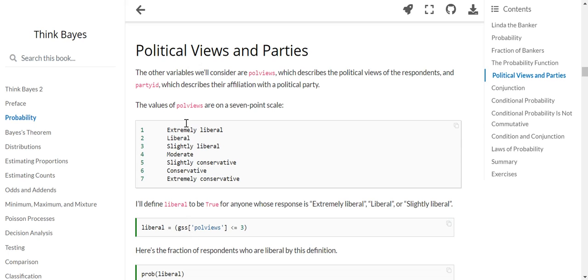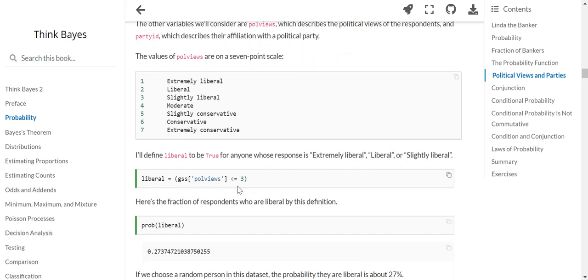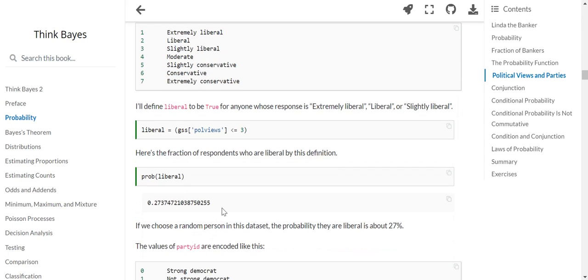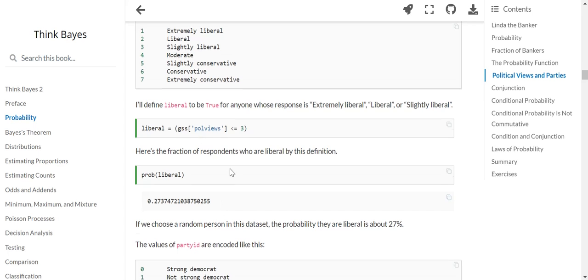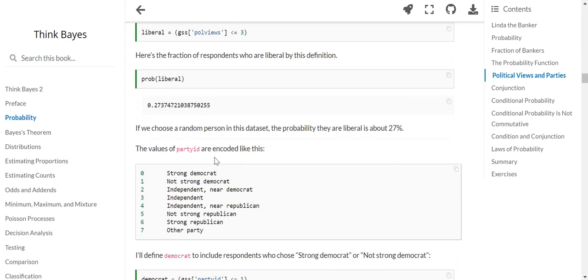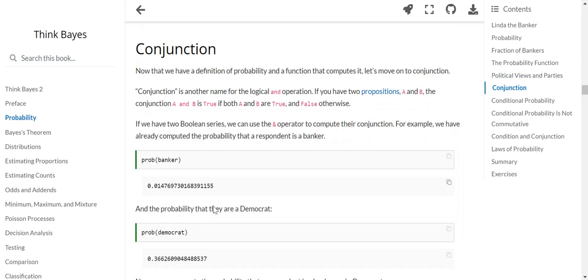The other variable has values: extremely liberal, liberal, slightly liberal, moderate, slightly conservative. If the political view is less than or equal to 3, the person is liberal, slightly liberal or extremely liberal. So we get that about 27% of the dataset was liberal. Okay, so we get what he's coming at.